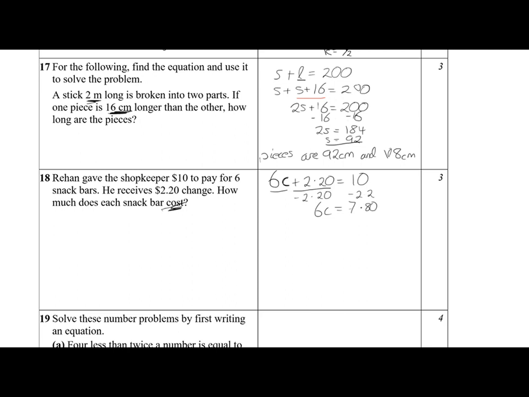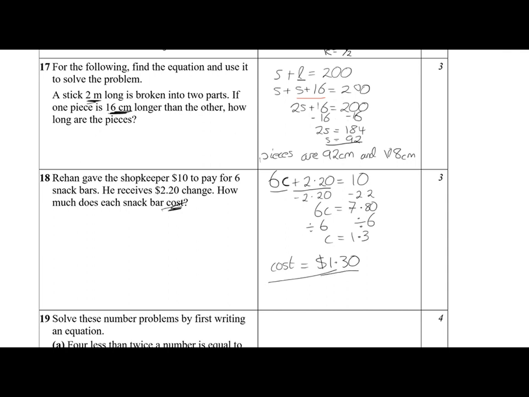I've put the 0 on. You don't need it at this stage. Then we are going to divide by 6. So c is 1.3. So that's what your calculator would tell you. C is 1.3, but it's a cost, so we don't leave it that way. We use units. So we say that the cost is $1.30.